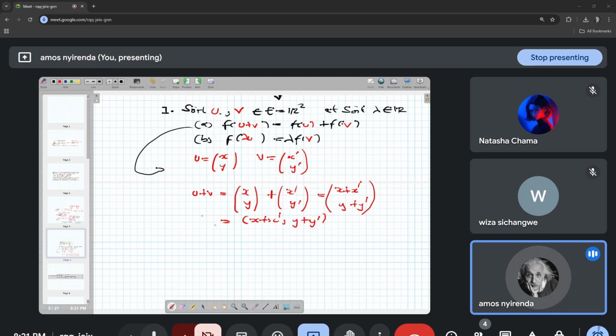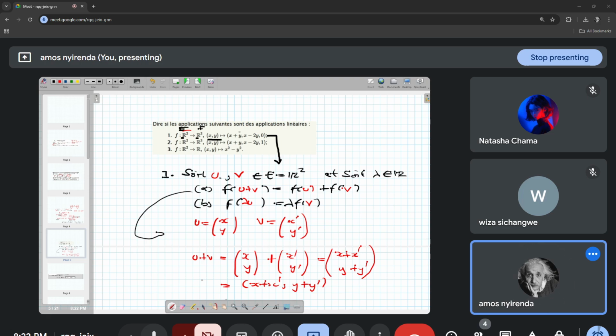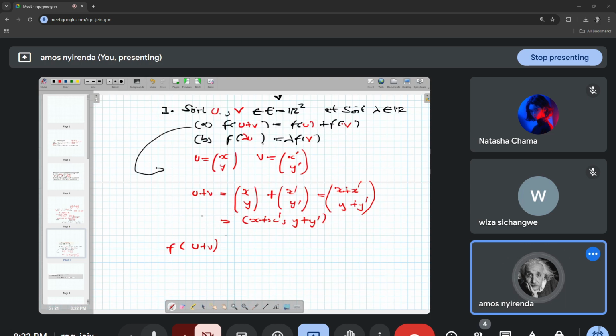So let's now apply the function f to this sum, f of U plus V. So according to the way the application is defined, if we apply this application f to some vector U, well, we get this item that is here. We get a vector where the first component is x plus y, and then the second component is x minus 2y, and then the third component is fixed at 0.